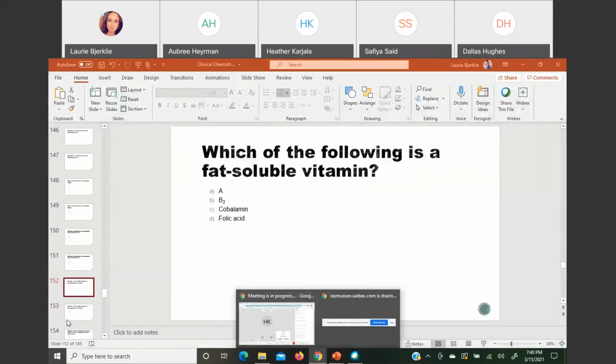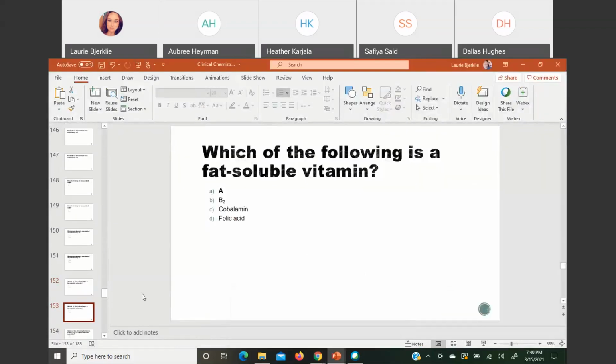Okay, let me see a few answers. So it is letter A. A, C, E, and K are your fat soluble. The rest are all water soluble. So A, C, E, K is your fat soluble.